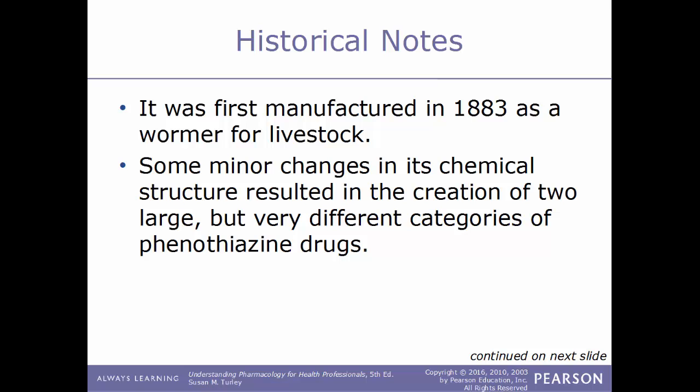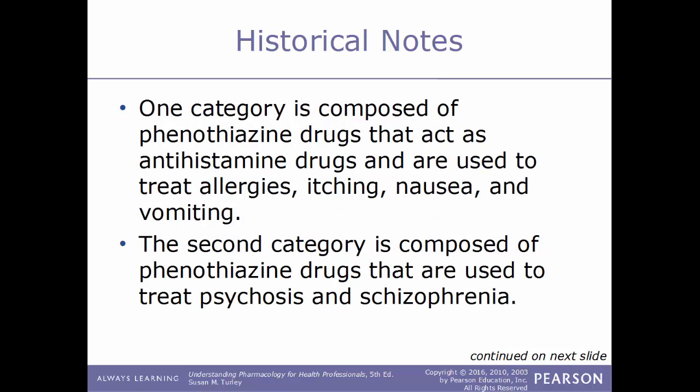Some minor changes in its chemical structure resulted in the creation of two large but very different categories of phenothiazine drugs. One category is composed of phenothiazine drugs that act as an antihistamine drug and are used to treat allergies, itching, nausea, and vomiting. The second category is composed of phenothiazines that are used to treat psychosis and schizophrenia.